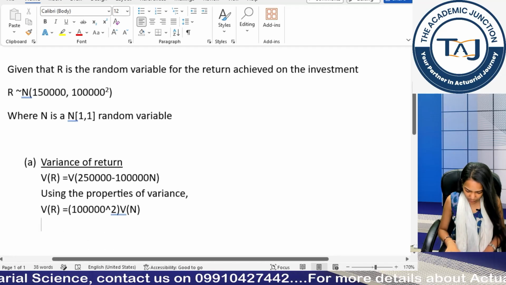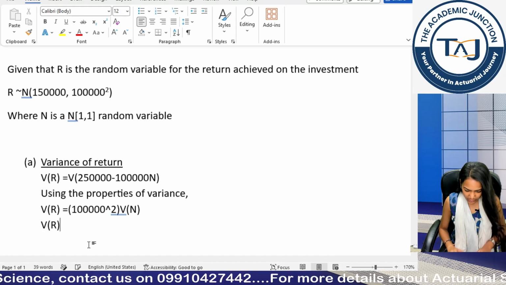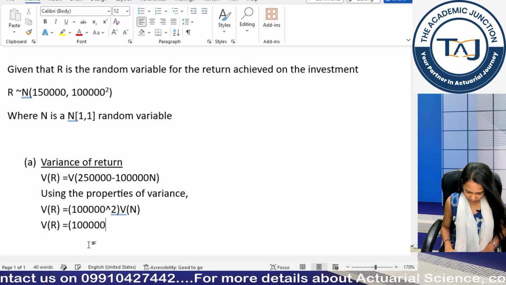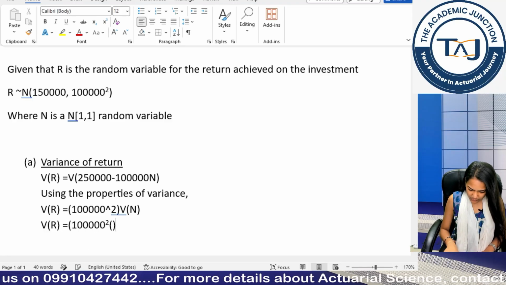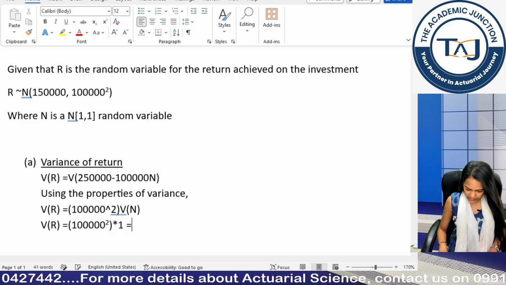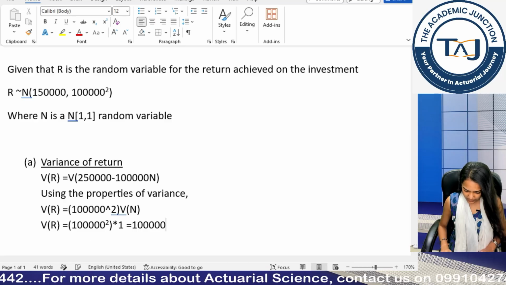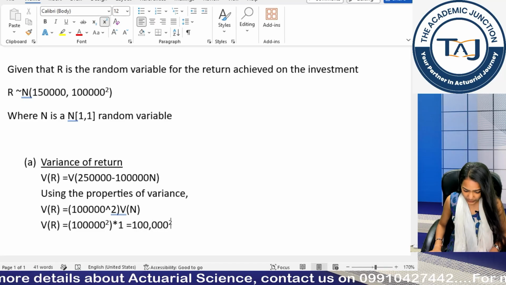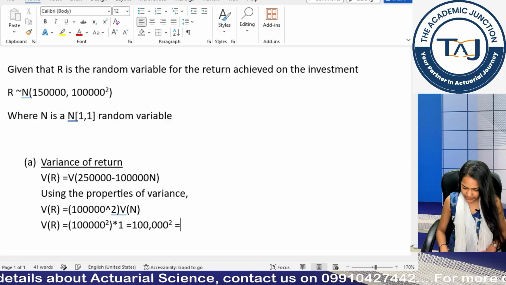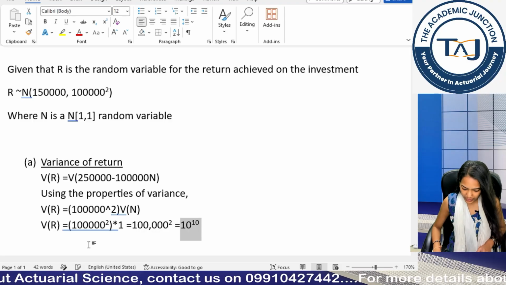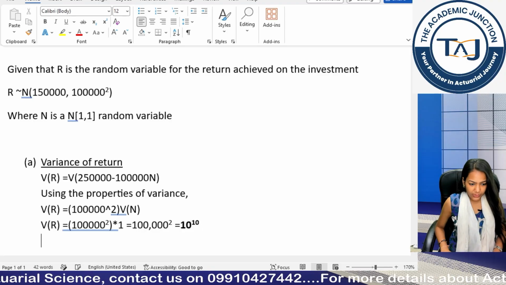Now, since N follows the normal (1,1) distribution, it is 100,000 squared times 1. So, our answer is 100,000 squared. Now, you can put in the comma here, and this is equal to 10 to the power 10. Now, bold out the final answer as I usually say. So, this is your variance.